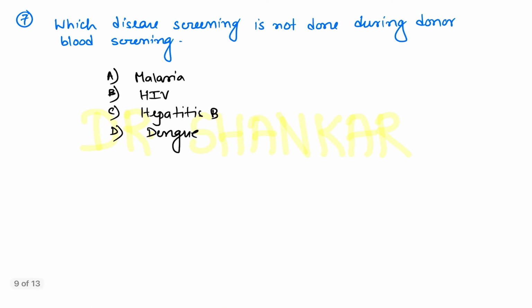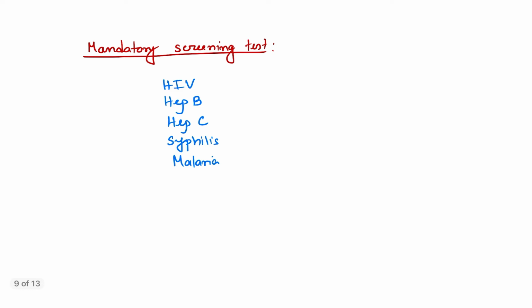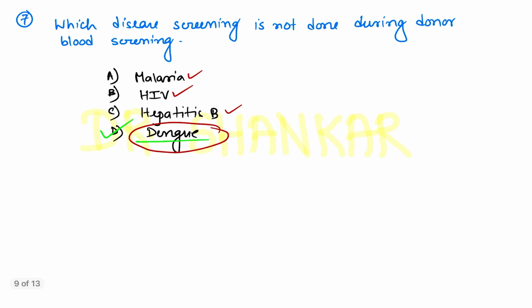Coming to question number 7, which disease screening is not done during donor blood screening according to government protocol? Screening for dengue is not done during donor blood screening. The rest are done, like malaria test, HIV, hepatitis B, C. The mandatory screening tests for donor blood are HIV, hepatitis B virus, hepatitis C virus, syphilis and malaria. But dengue is not a mandatory screening test during donor blood screening.